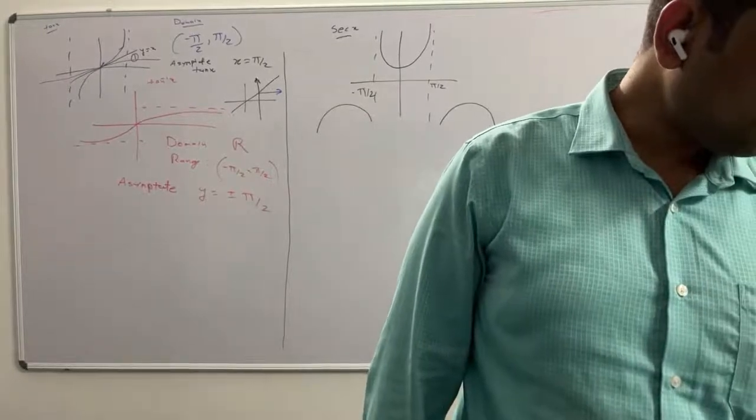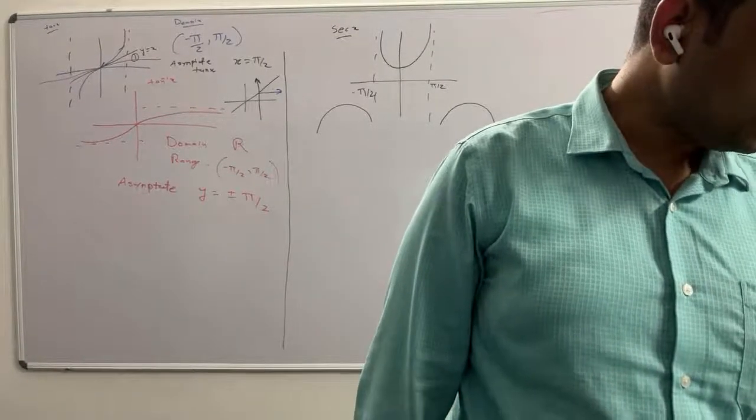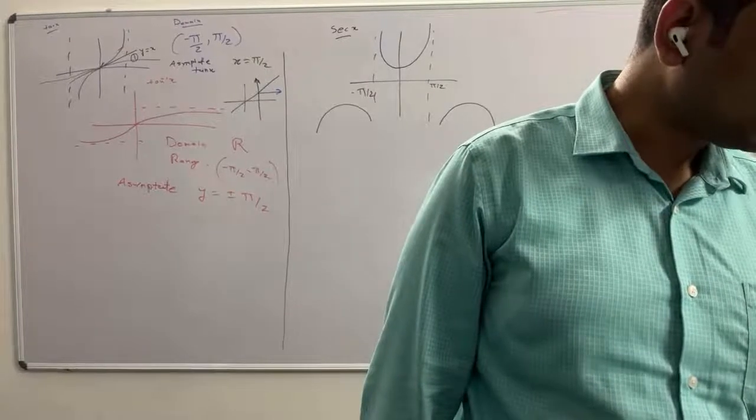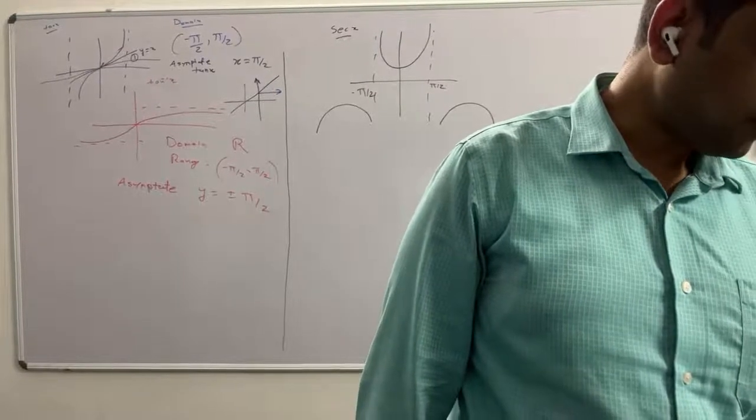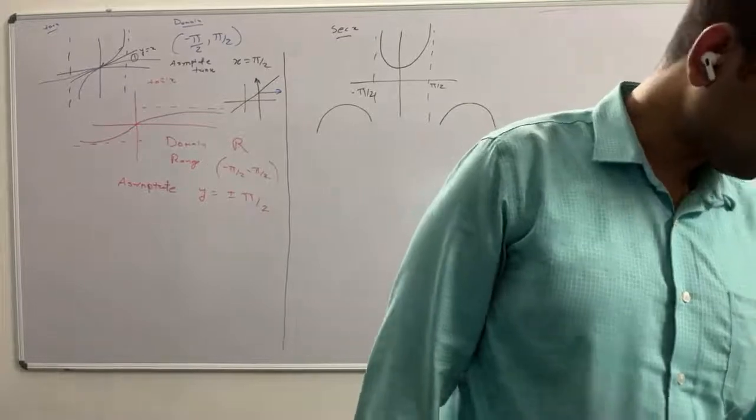So Ramaditya, your graph is almost correct. It's just that on the left side of the y-axis, it should not be that close. It's kind of correct, it just looks very close.